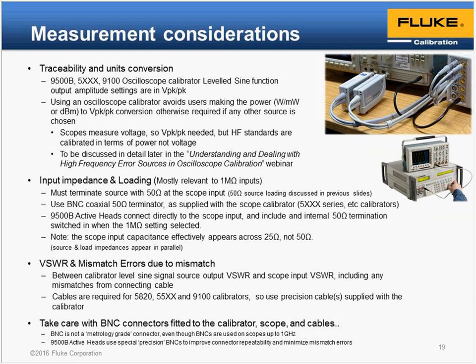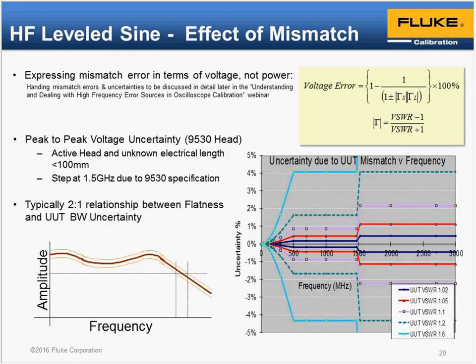Now, the effect of mismatch. I've given there on that slide, at the top right, the classic mismatch equation, where the top one is expressing mismatch error in terms of voltage, bearing in mind voltage is related to power by a square law. If you're an RF and microwave person, you've seen a slightly different form of that, but essentially the same thing, just transferred into voltage. And it uses the symbol gamma.